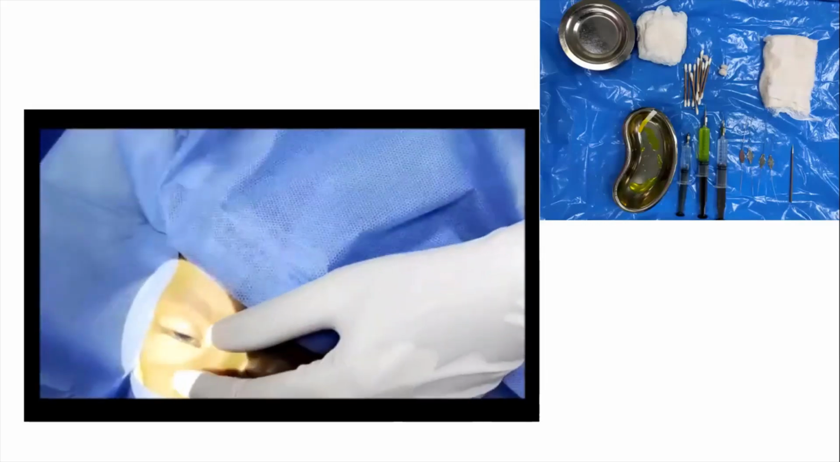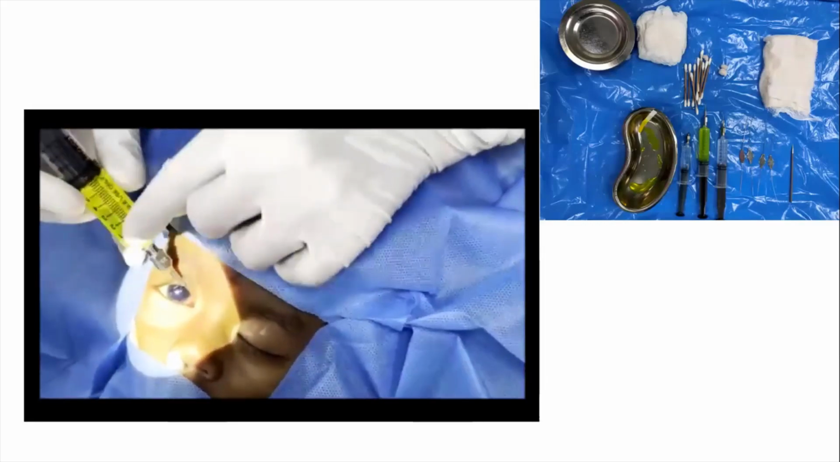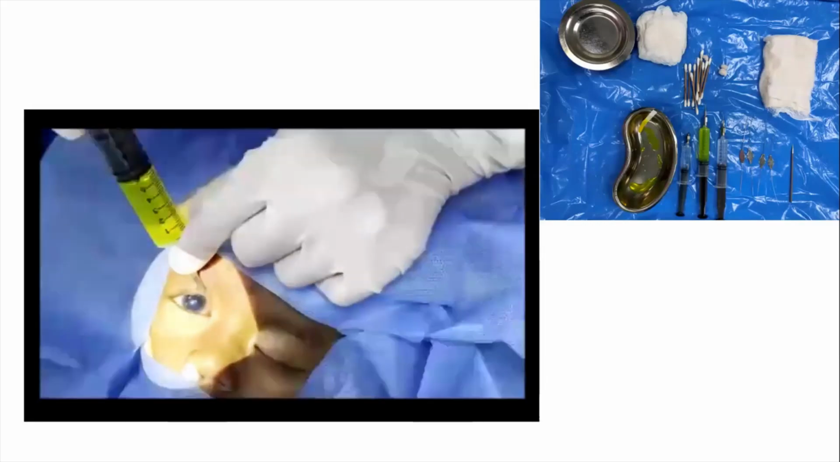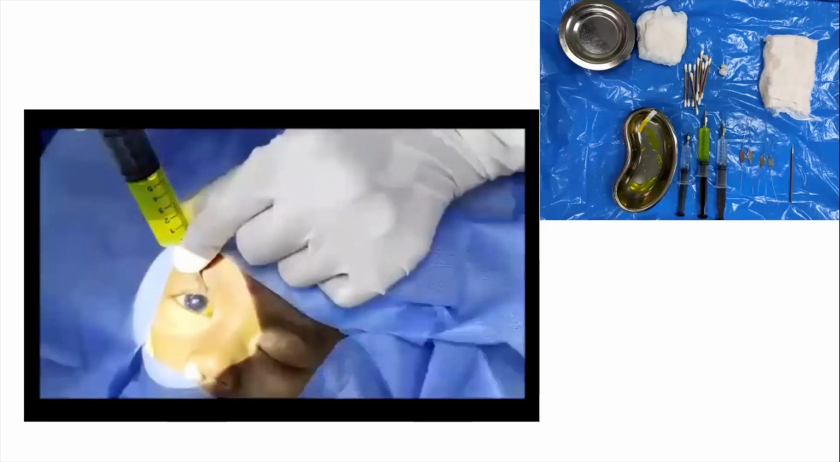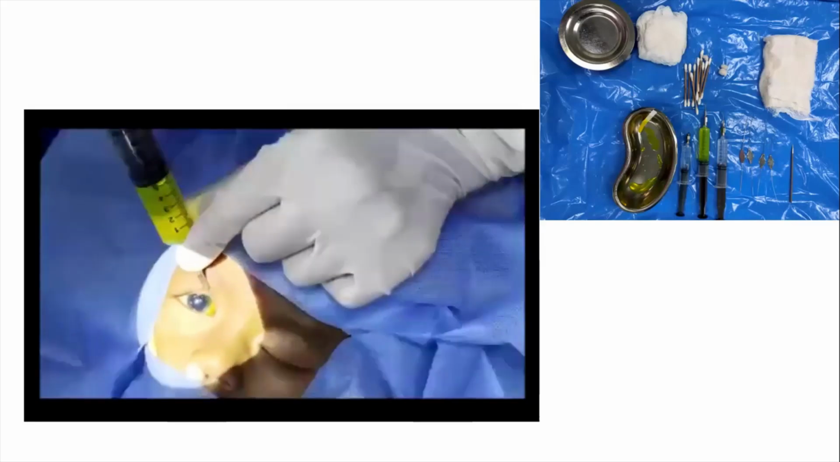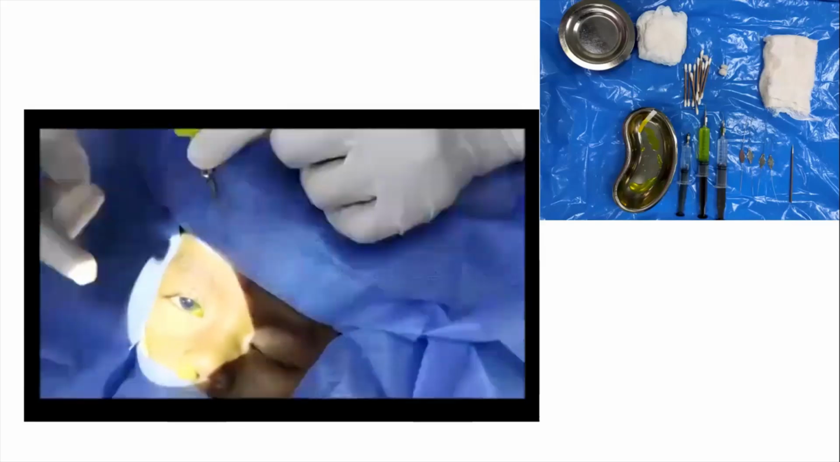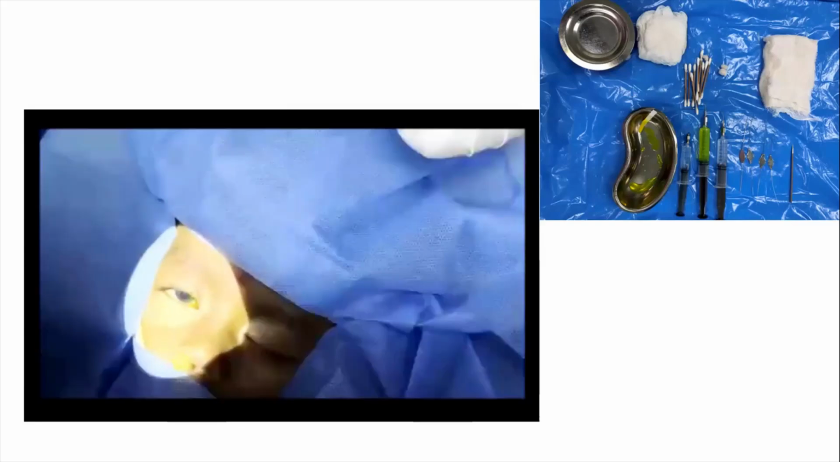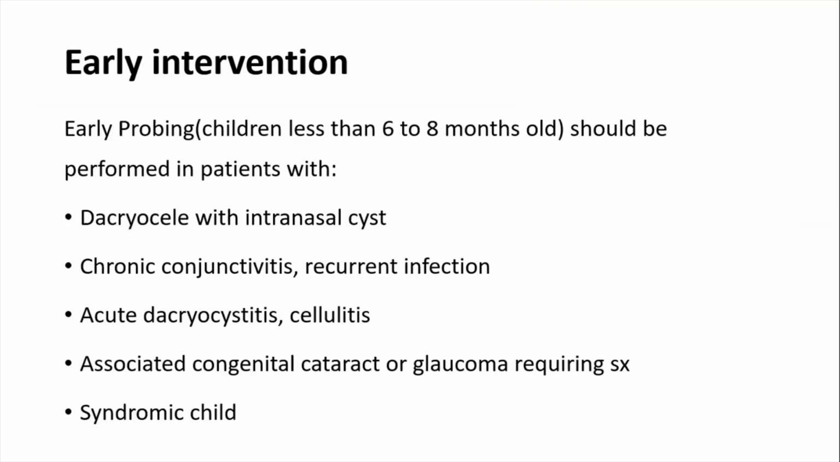So it's very important to do it in the correct direction, otherwise you will end up with a false passage. Then we confirm by doing a syringing, and you can note that the fluorescein dye comes into the nose and the cotton placed at the nasal end gets stained with the dye. So sometimes in some children, we may consider doing it even before 12 months of age.